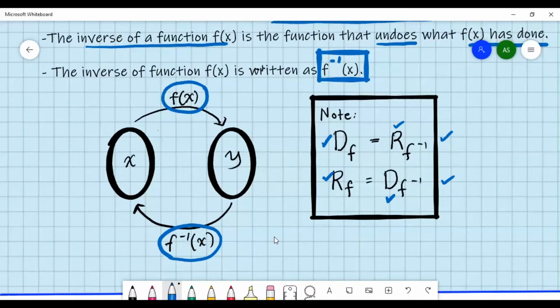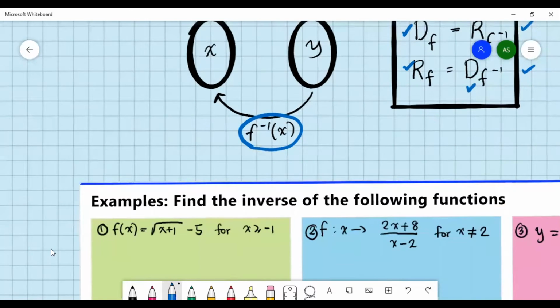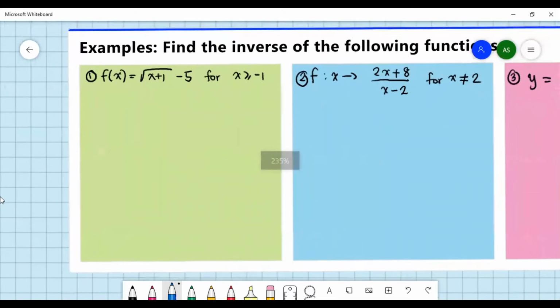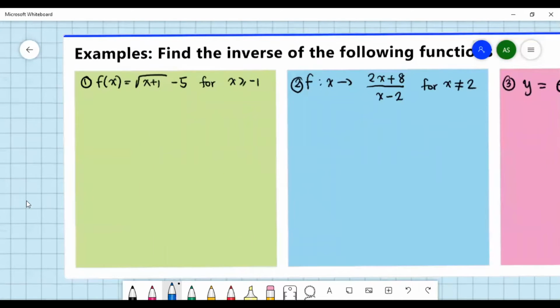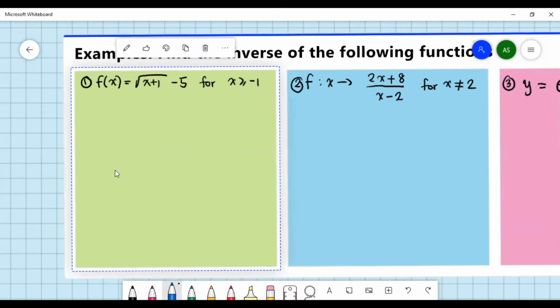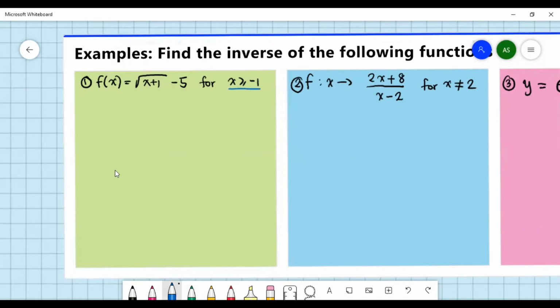Now, how are we going to calculate the inverse of a function? Let's say, for example, we have the following questions here. Let's start with question number 1. You are given the function f of x is equal to the square root of x plus 1 minus 5 for values of x greater than or equal to -1. We have this restriction because if you don't have this, the function will not be defined anymore. So this is the domain of your function f.